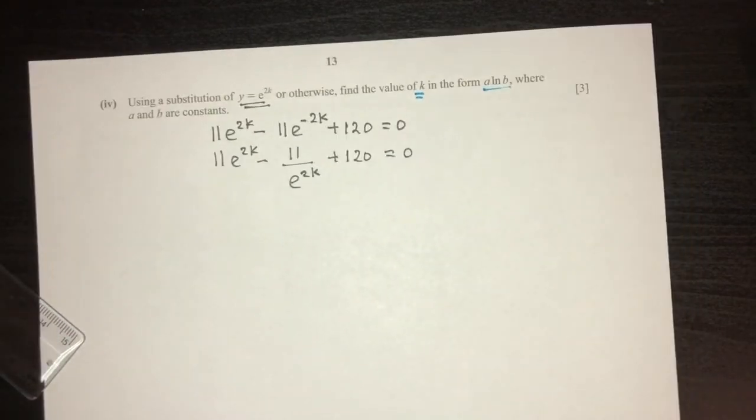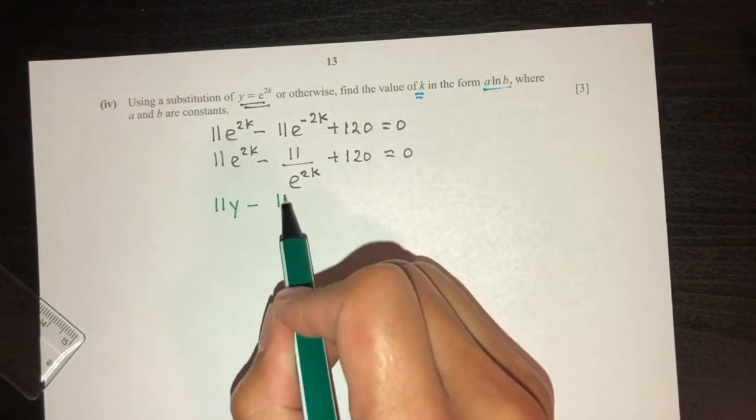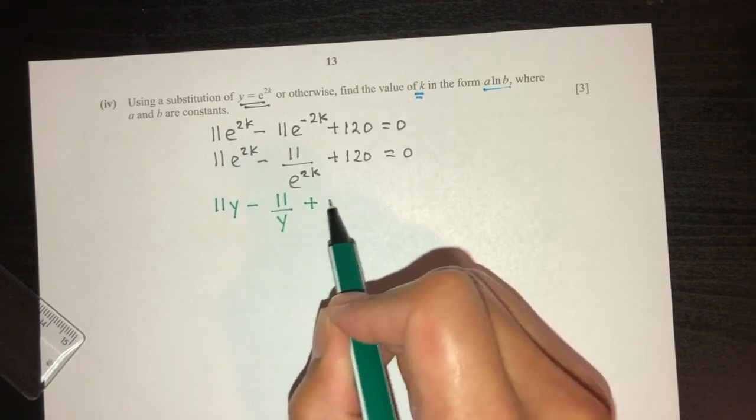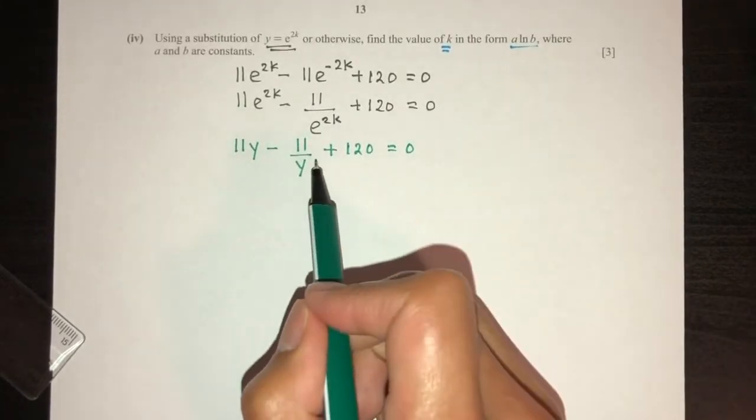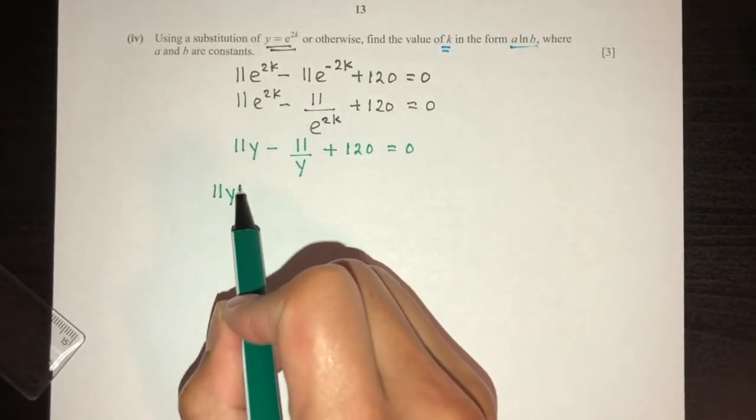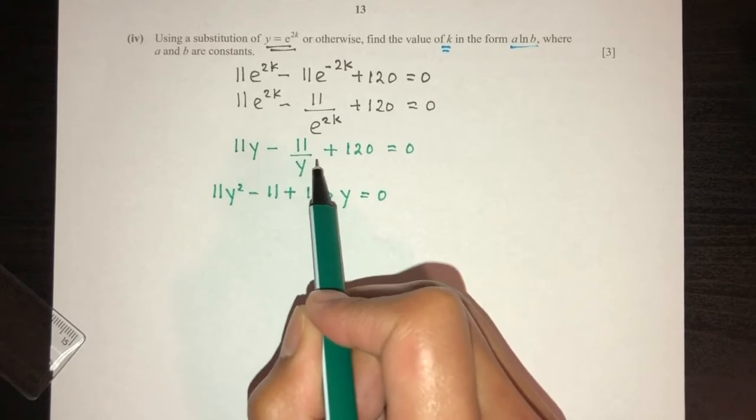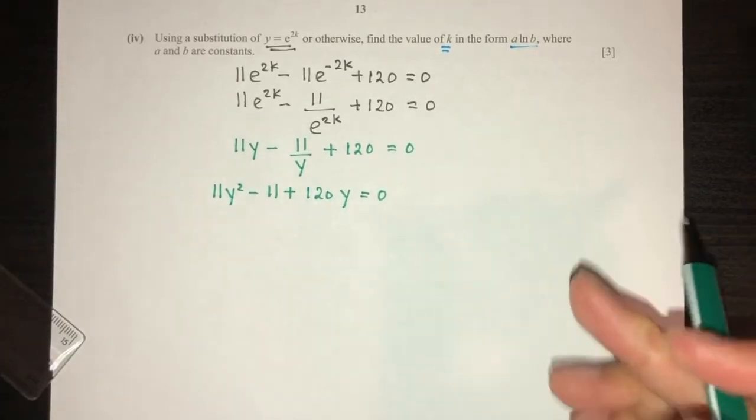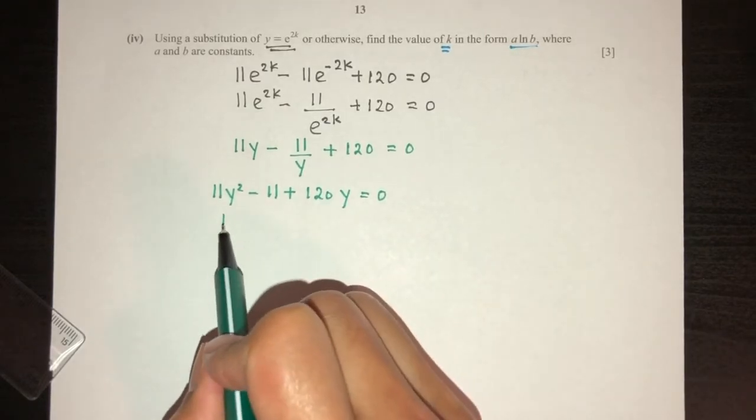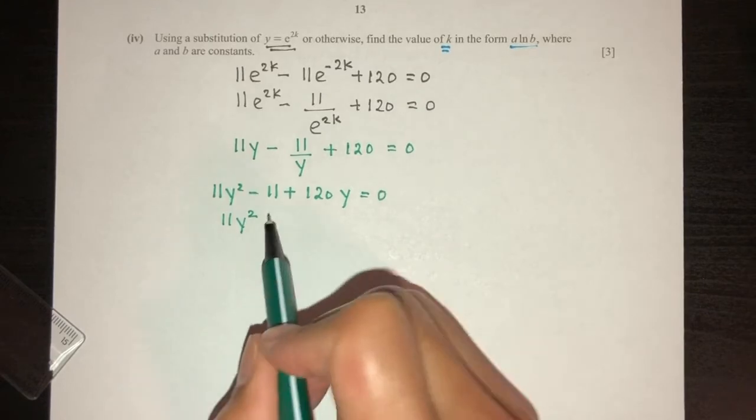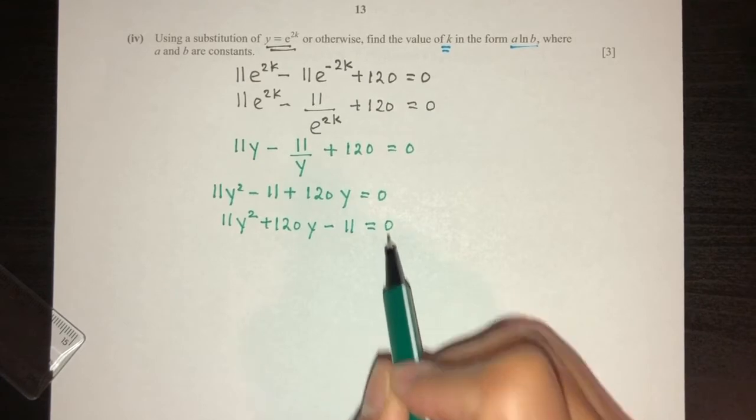So if you observe, this is y, that is y and y. You will have 11y minus 11 over y plus 120 equal to 0. Then we have to multiply by y to remove this y. You will have 11y squared minus 11 plus 120y. So to eliminate this y, we have to multiply by y everywhere. So you will have this. Then we can try to factorize. So let's rearrange first. That will be 11y squared plus 120y minus 11 equal to 0.